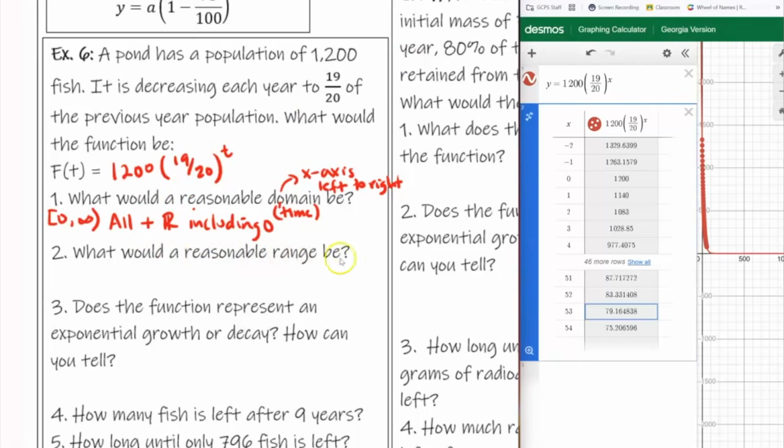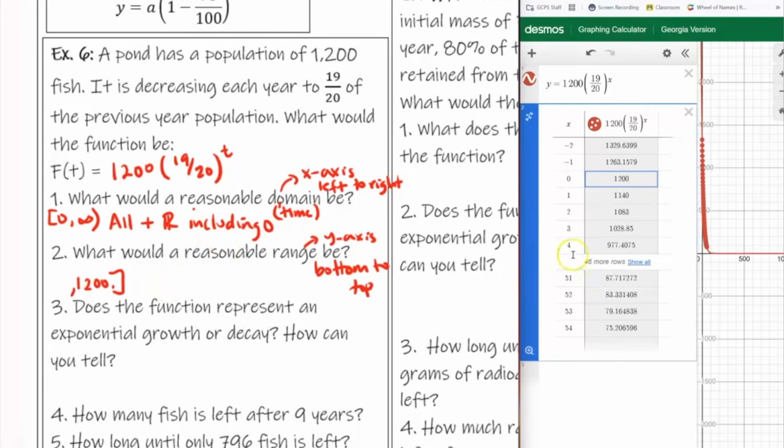What would a reasonable range be? Now I already know I can't have negative time. So my maximum population is going to be 1,200. I already know that I'm going to include 1,200 because range is, I'm sorry, y-axis, bottom to top. That's why I put the top second, because it's bottom to top.